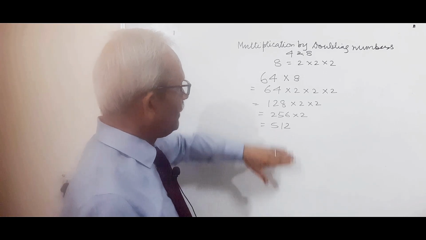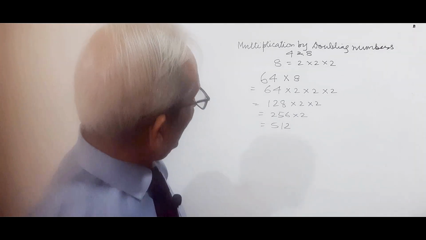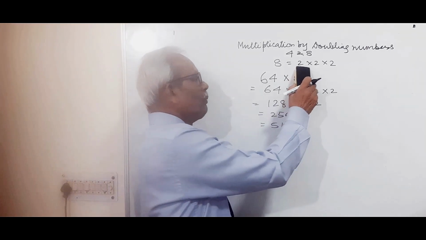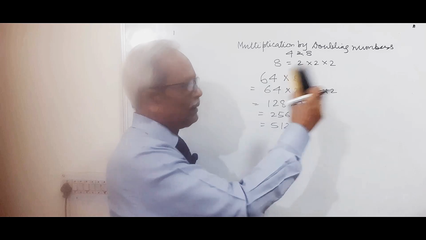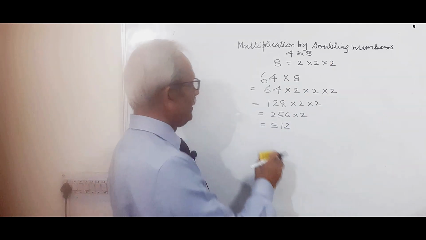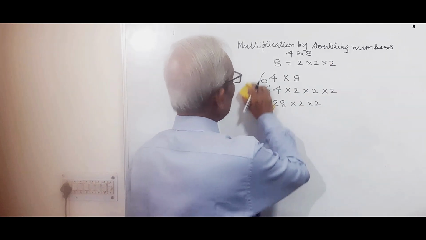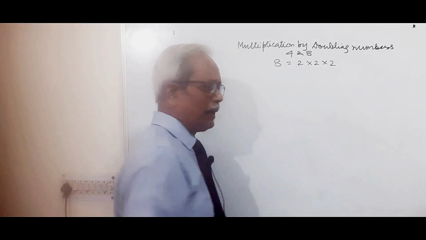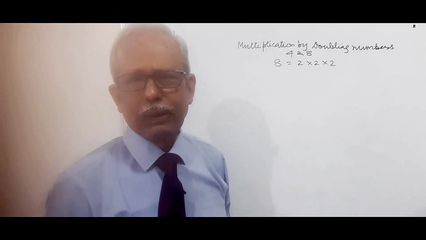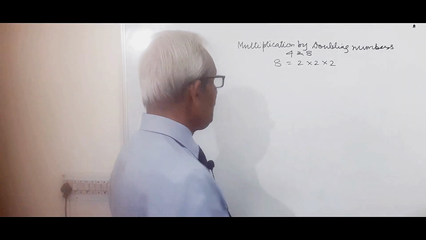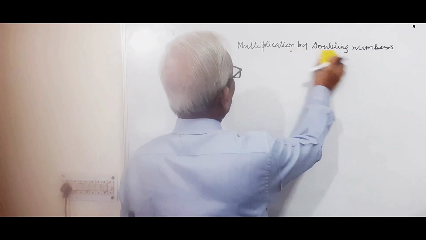So it's quite easy. While multiplying with 8, we split it into 3 numbers, 2 into 2 into 2, and we double the number 3 times and we get the result. That becomes much easier for us to multiply. So we have seen how to multiply any number with 4 and 8 by doubling the numbers. Now we'll see division by halving the numbers.